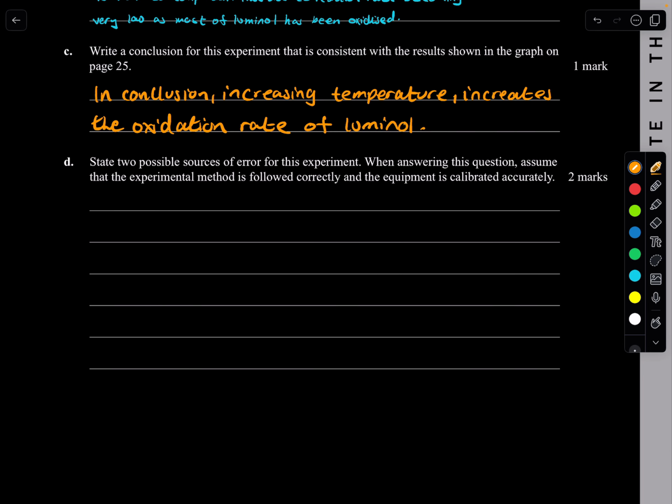Question D. State 2 possible sources of error for this experiment. When answering the question, assume that the experiment method is followed correctly and the equipment is calibrated accurately. This is one of the most common kinds of questions, to see error in the experimental method. I don't like when they say we can't use the equipment calibrated, because it limits us a little bit. So we need to see some errors that could have occurred.